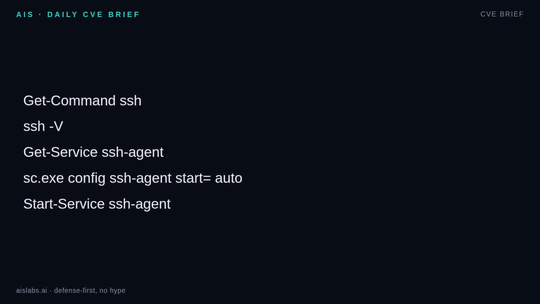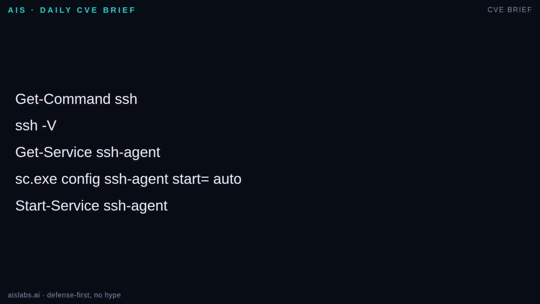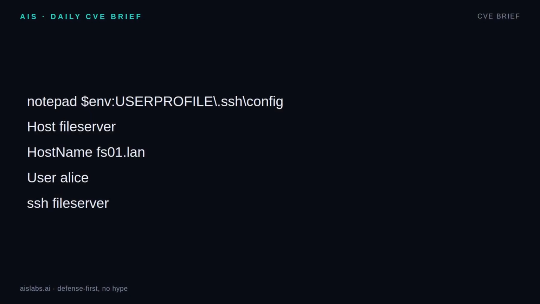Walk the card from the top. Get-Command ssh tells you which SSH executable PowerShell will run. That matters if old tools or Git bundles changed your path. ssh -V prints the OpenSSH version. Get-Service ssh-agent shows whether the Windows agent service exists and whether it is running. The sc.exe line sets that service to start automatically at boot. Note the space after start= is required by sc.exe syntax. Start-Service ssh-agent starts it now. After that, ssh-add can talk to the Windows agent instead of asking for your key passphrase in every new PowerShell window. Here is the ordinary admin pattern.